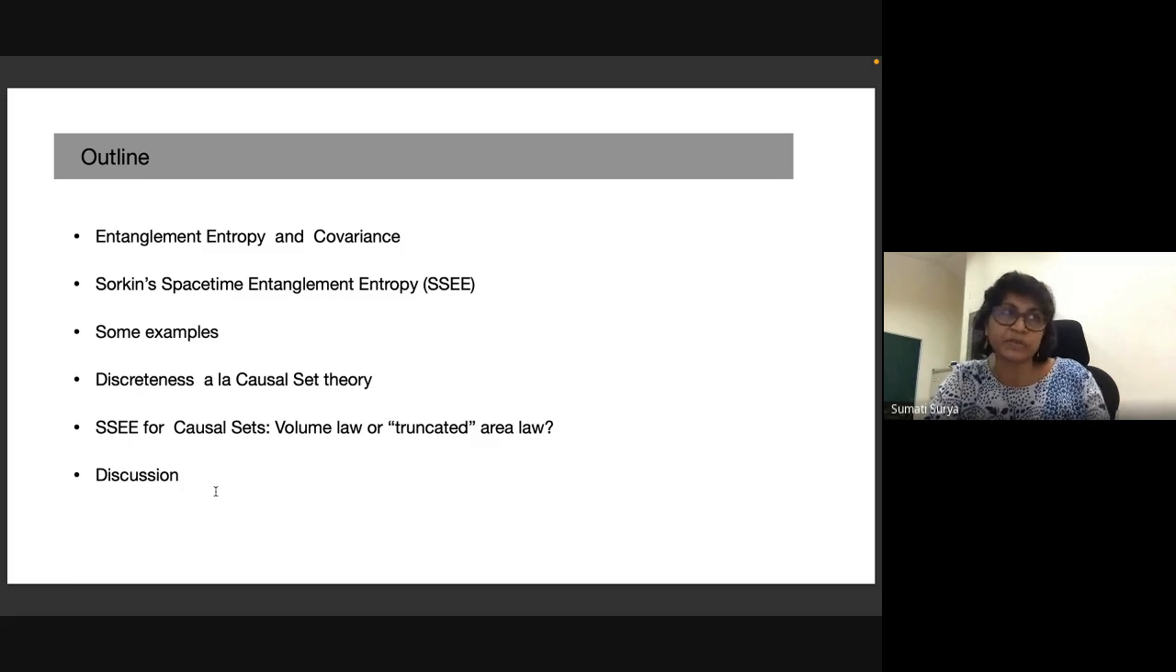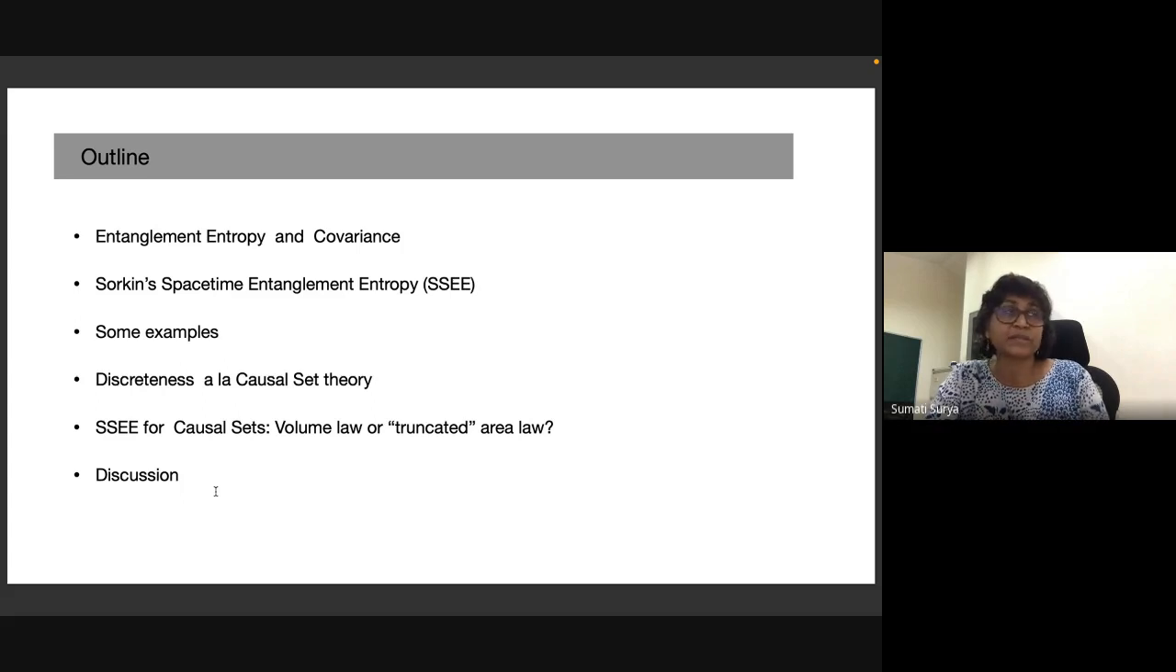But for the purpose of this talk, I will be very brief in my discussion of causal sets, because I really want you to think of it more as a way of covariantly discretizing space-time rather than as a full theory of quantum gravity. So in this talk, it will just appear as a covariant regulator for the theory. And then using Sorkin's space-time entanglement entropy, which is itself a covariant formulation for causal sets.